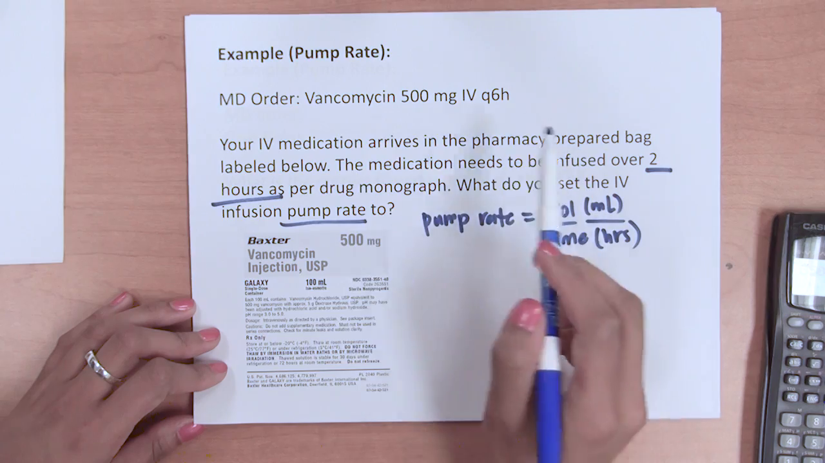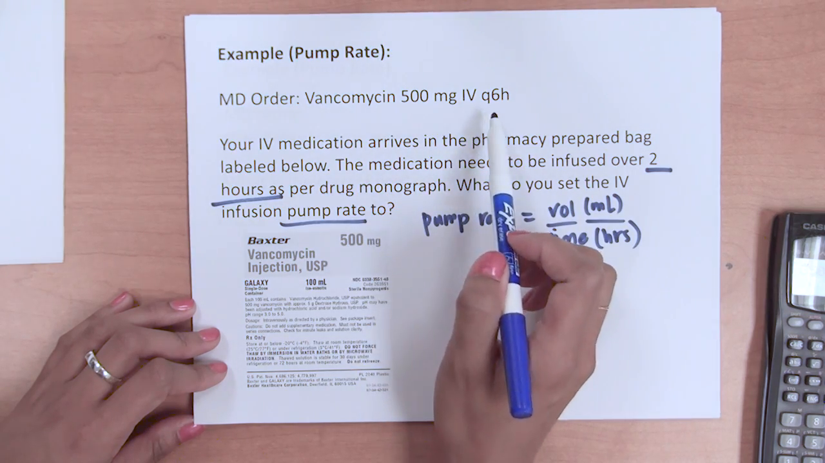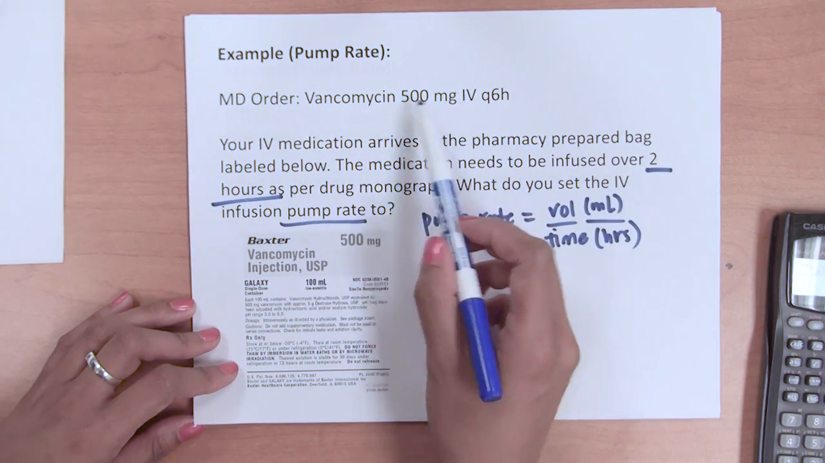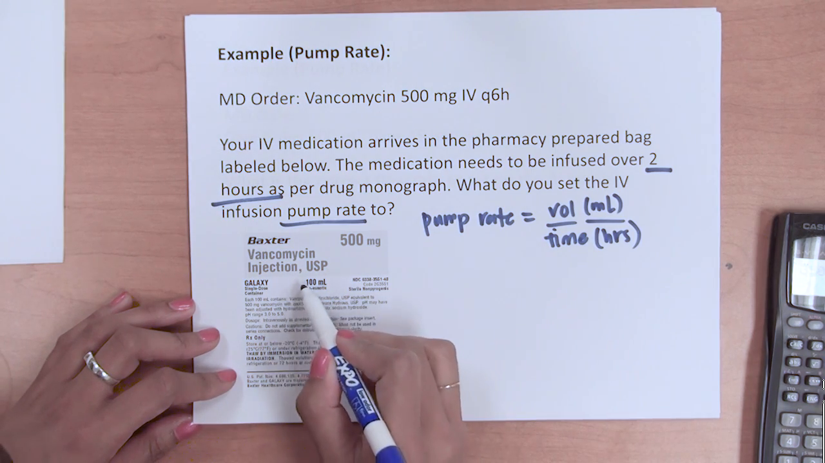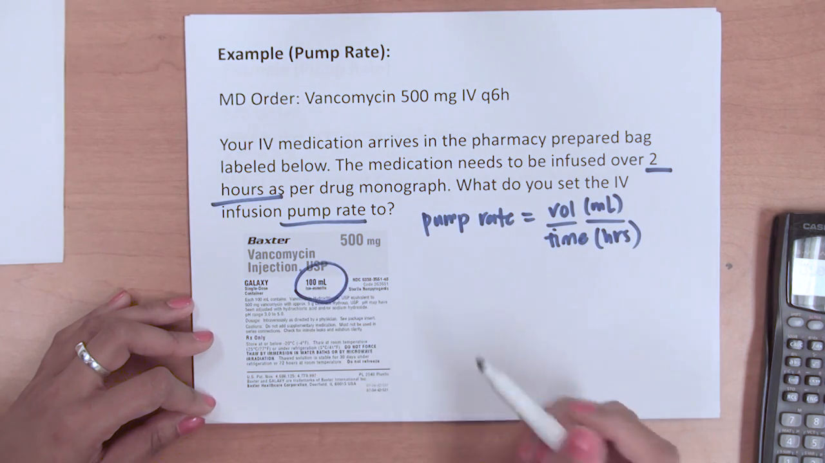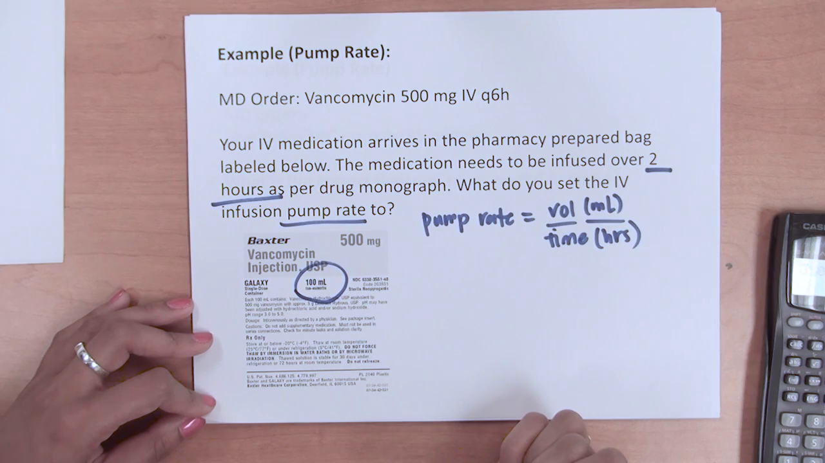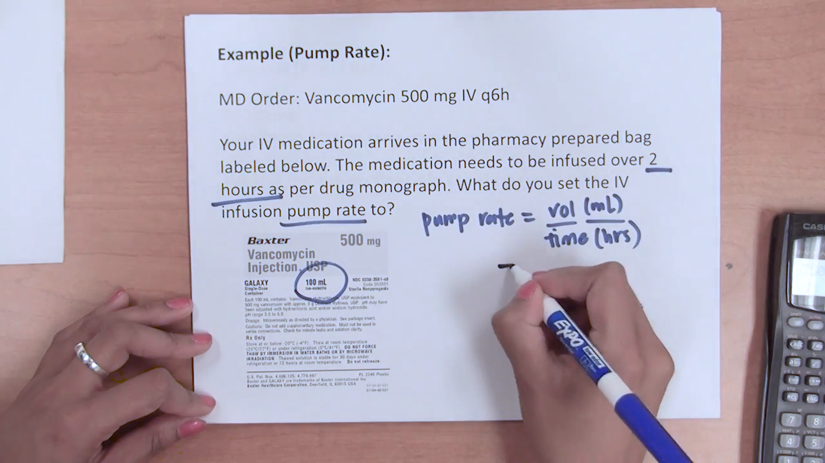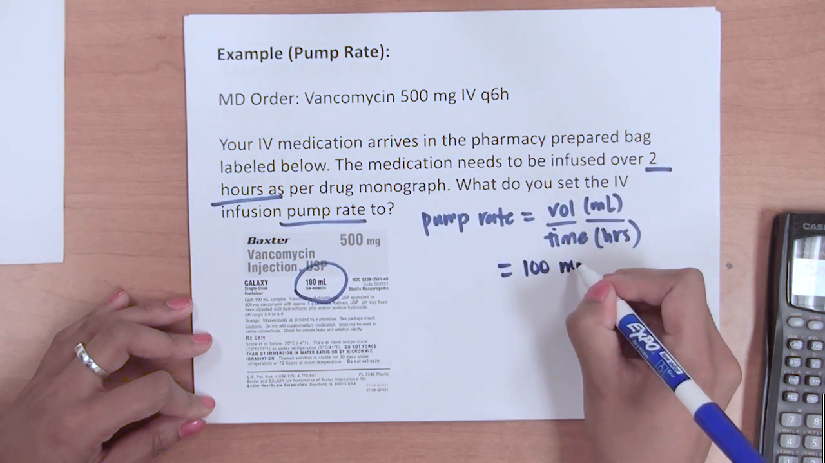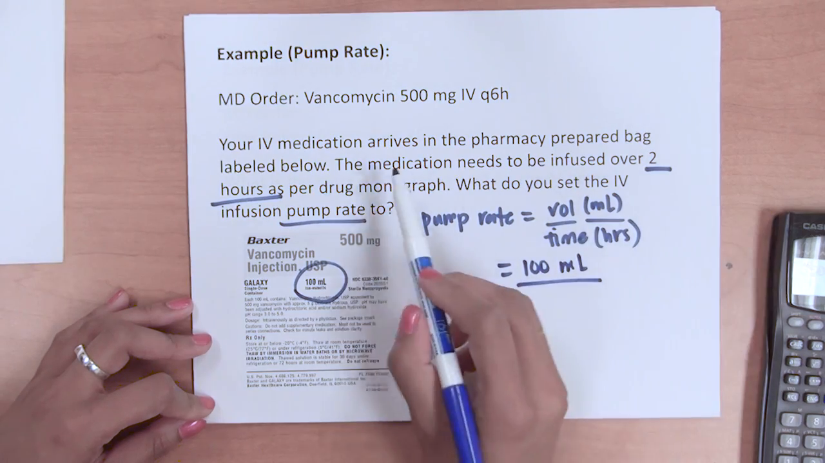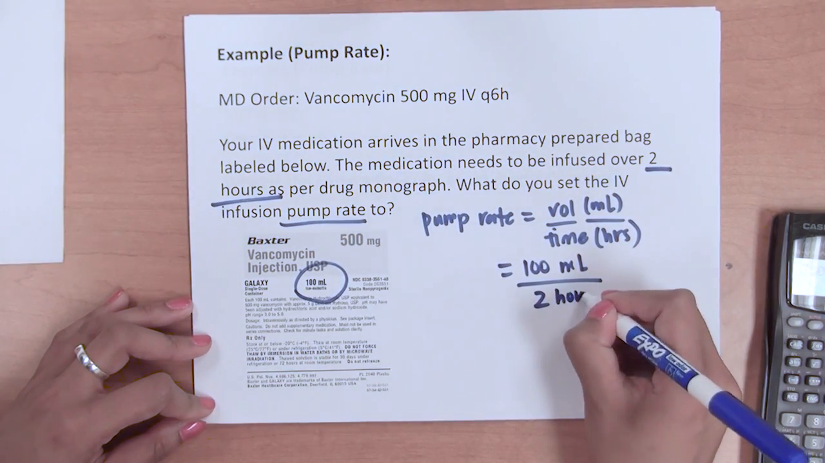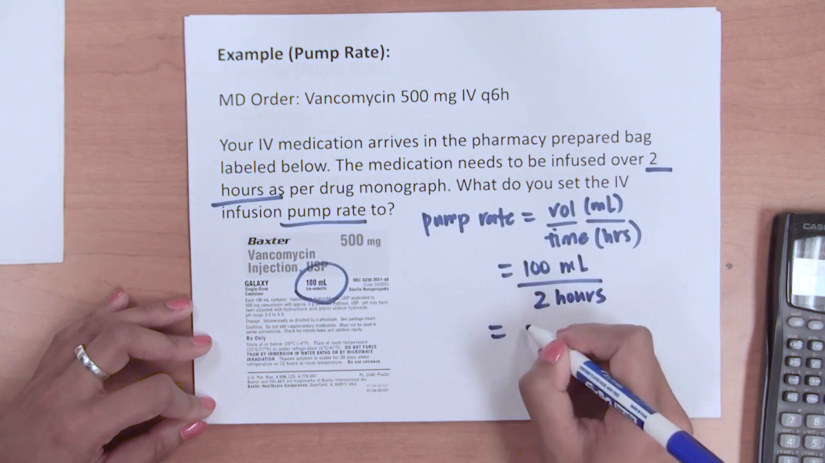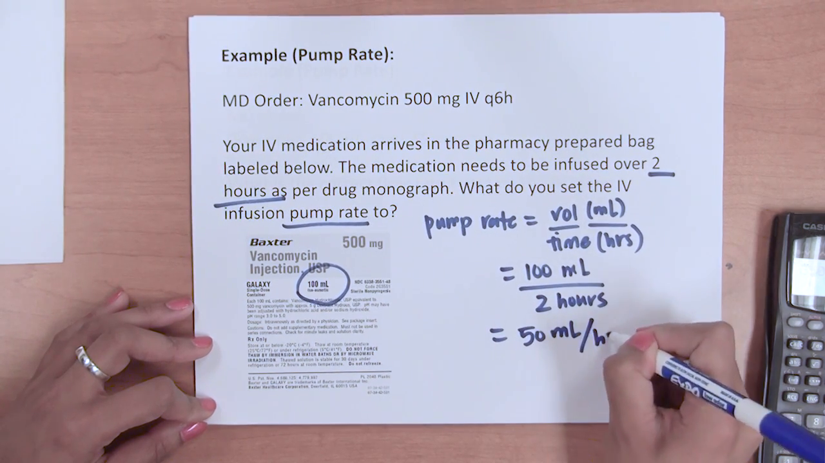So let's look for our volume. We need 500 milligrams of IV vancomycin. So here's our label. So I see here is our volume, 100 mils, 500 milligrams in 100 mils. So our volume is 100. And we have our time. The medication needs to be infused over 2 hours as per the drug monograph. So what are we going to input into the pump? 100 divided by 2 is 50 milliliters per hour.